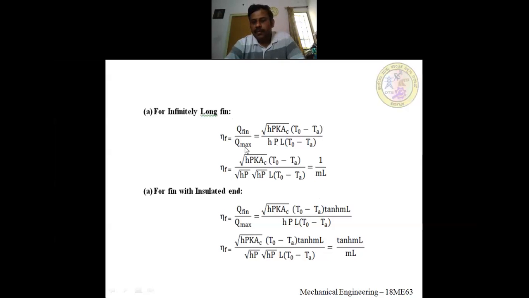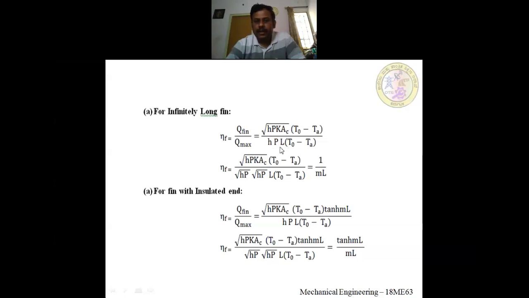So what is the maximum possible heat transfer? That is given by h into surface area. Here surface area is nothing but perimeter into length. This is very, very important. It is the same fin, but heat transfer will be maximum if the entire surface of the fin is maintained at base temperature. Then we can use this formula, that is Newton's law of cooling: h into area into delta T.